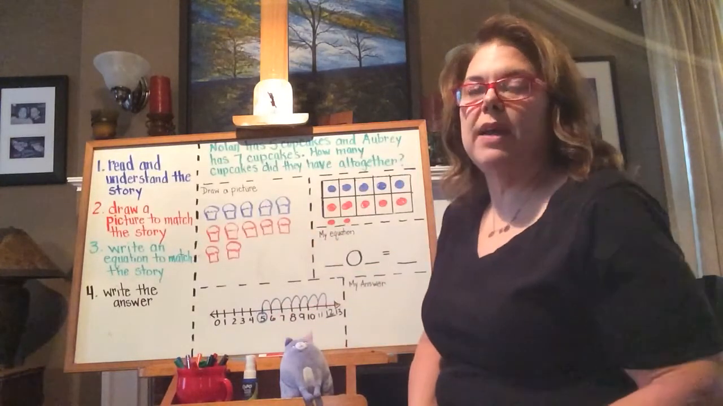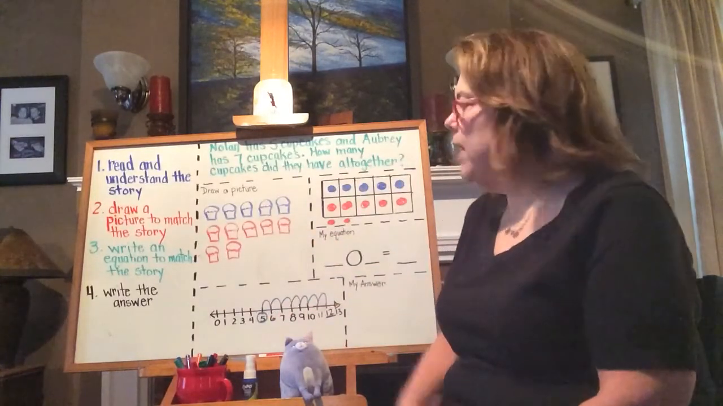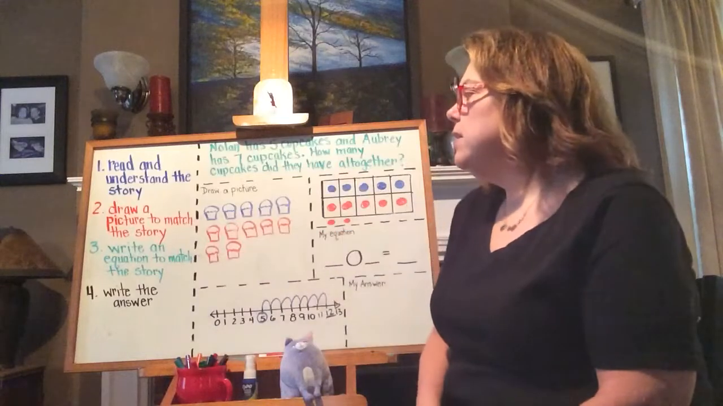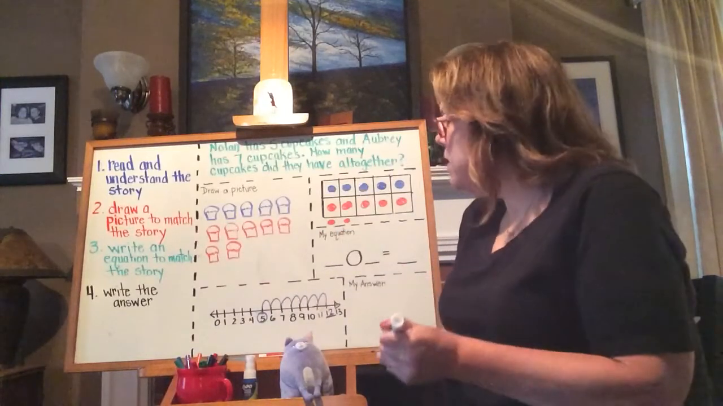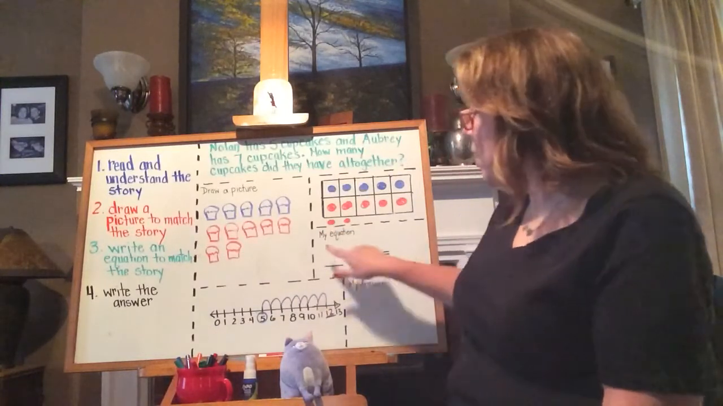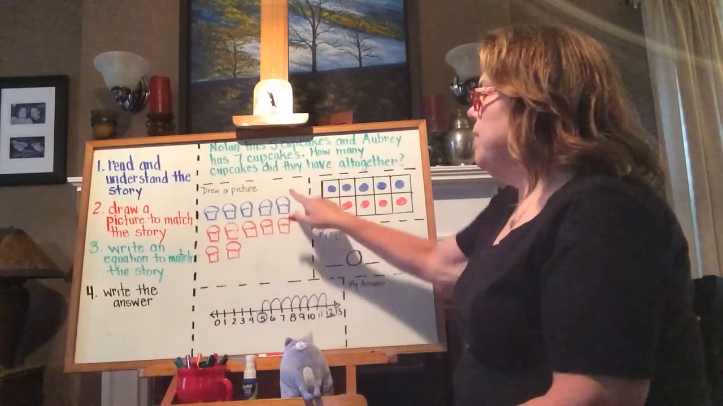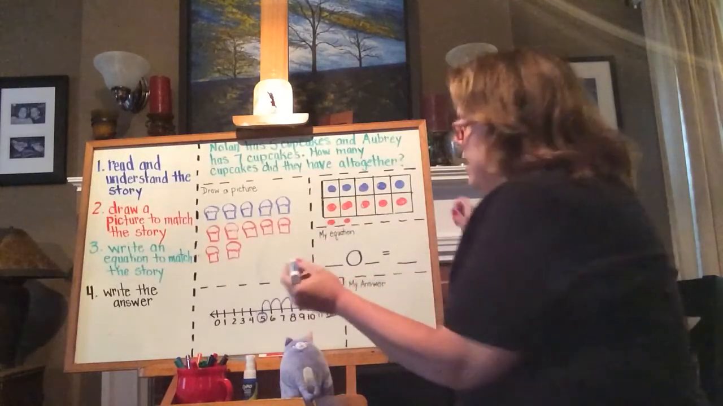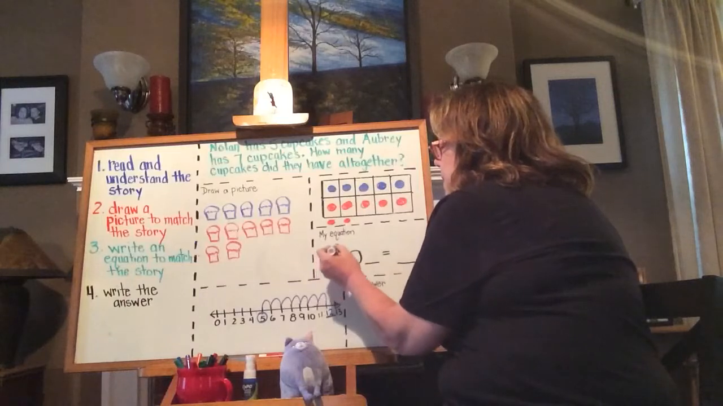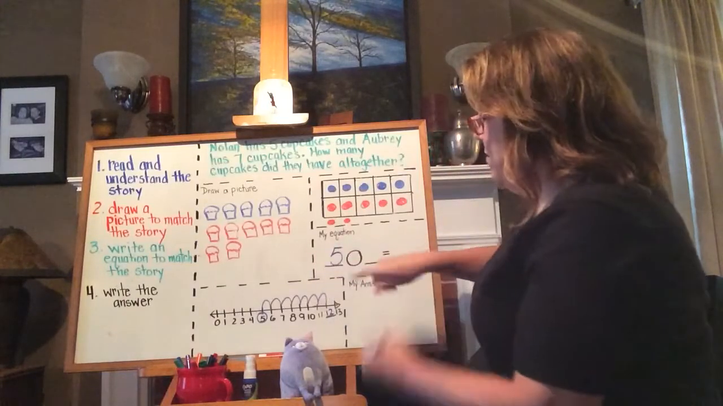So now we have to write that as our number sentence or our equation, because number 3 says write the equation to match the story. So that's what we're going to do. So right here in this box it says my equation. And what we're going to do is we're going to start with our number of cupcakes that Nolan has. So he has 5. And then this is kind of silly. It shows a circle here.